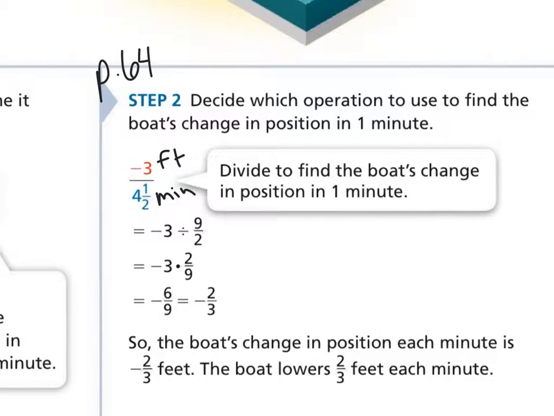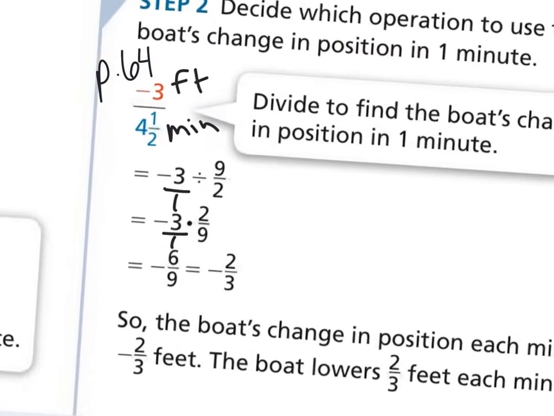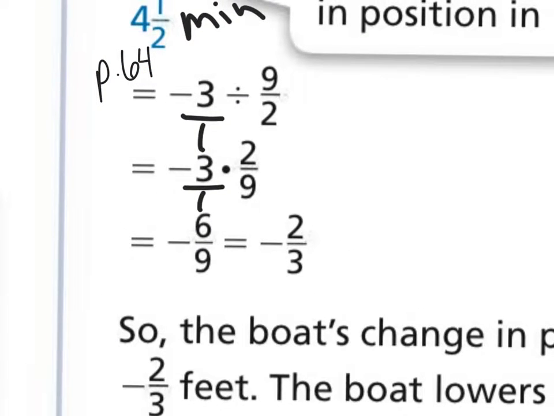And then basically it's going down 3 feet over 4.5 minutes. So we're going to take -3 divided by 4.5. Remember, 4.5 we have to change to an improper fraction. The book didn't really show this. The -3 we can put as -3 over 1. And then remember, keep change reciprocal. So when you work that out, multiply across, we'll get -6/9. And then we can reduce that to -2/3.